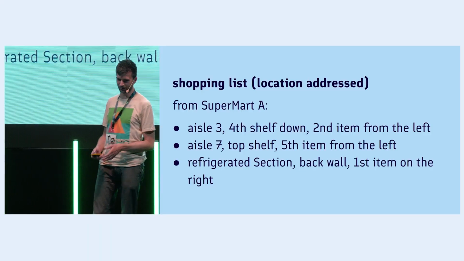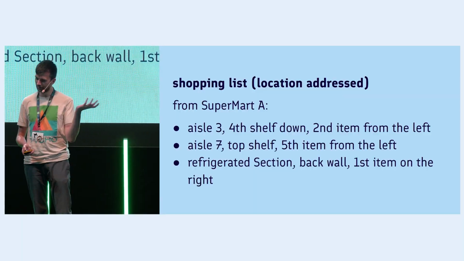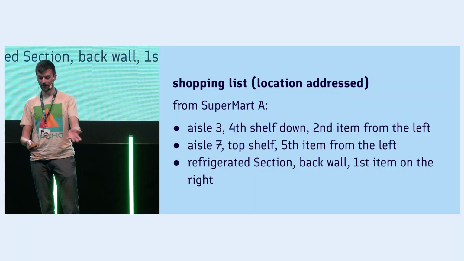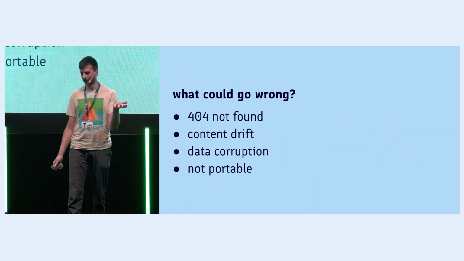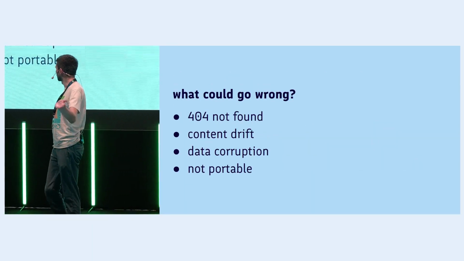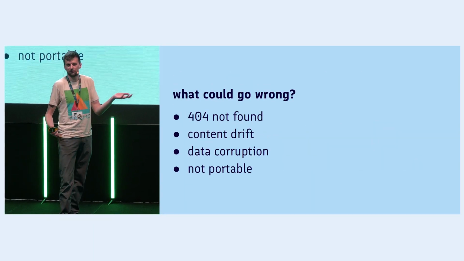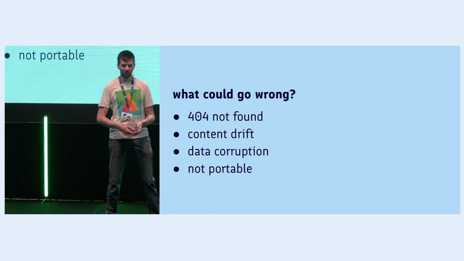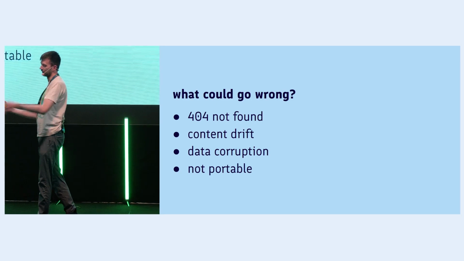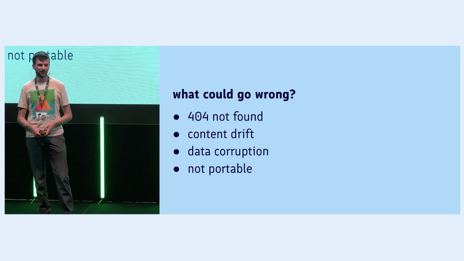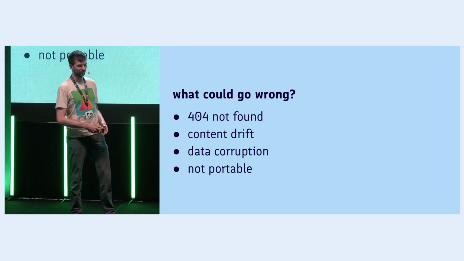So yeah, what can go wrong with that, right? Imagine that you actually have to do this thing, right? I literally give you this list and tell you where to go and where to find the items, right? What can go wrong? 404, maybe you go there, the supermarket is closed, doesn't exist anymore. Or maybe it is open, but you go there and on the 4th shelf of the 3rd aisle, there is oil instead of the milk or whatever.